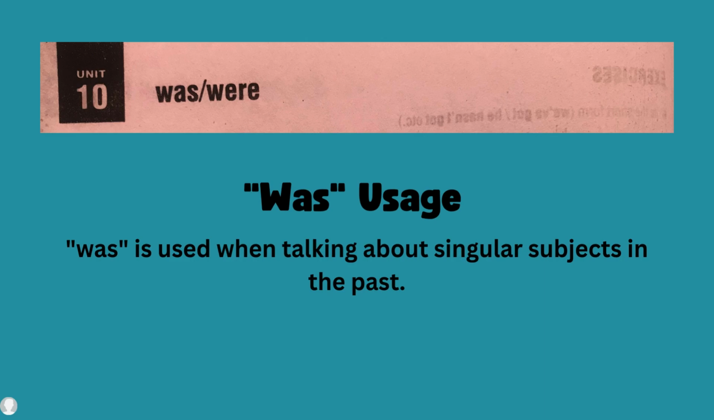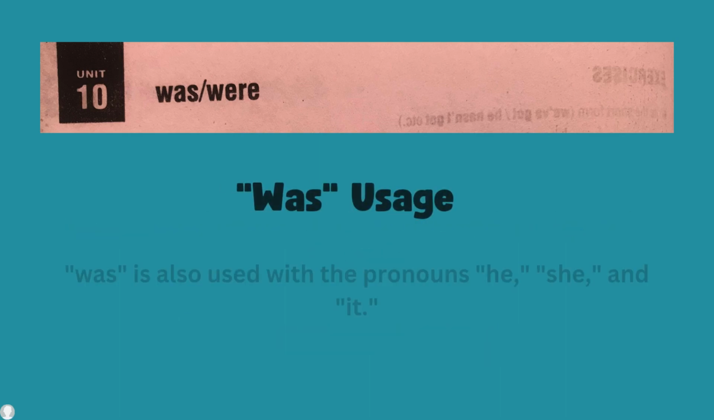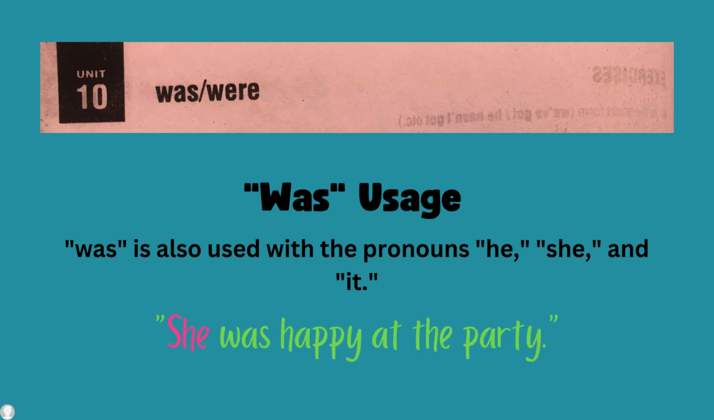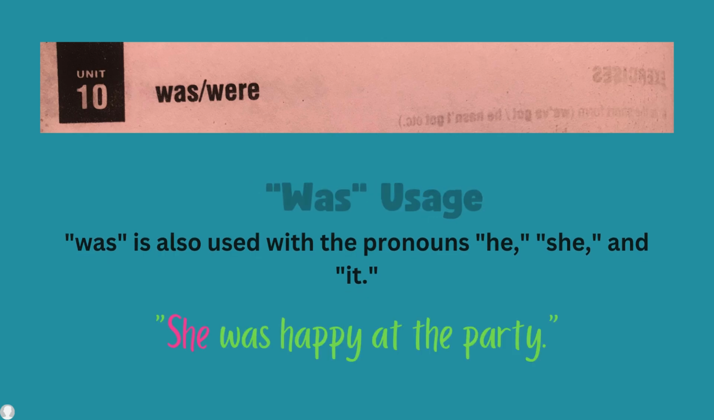Now let's take a look at the usage of was. Was is used when talking about singular subjects in the past. For example, he was a student last year. Was is also used with pronouns he, she, and it. For example, she was happy at the party.